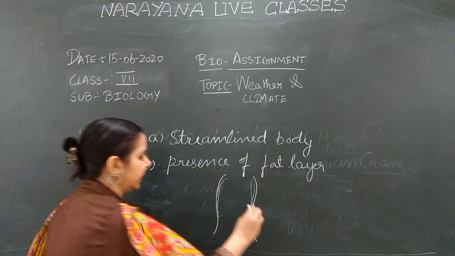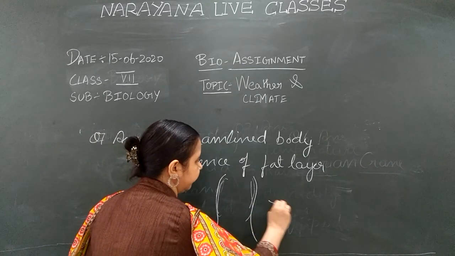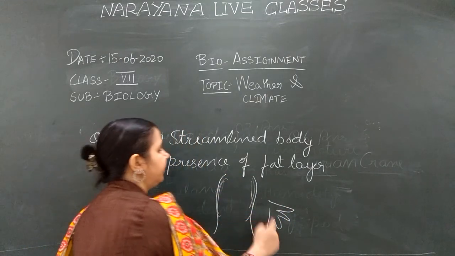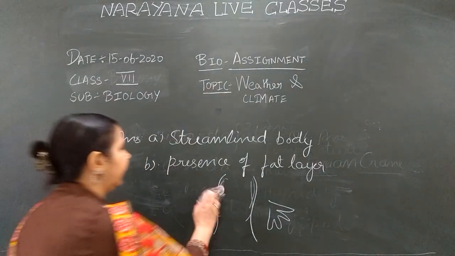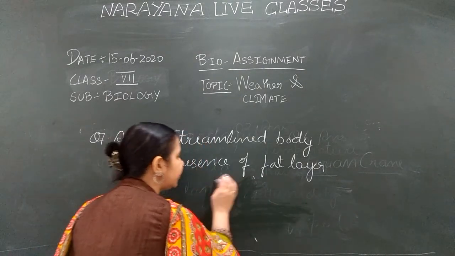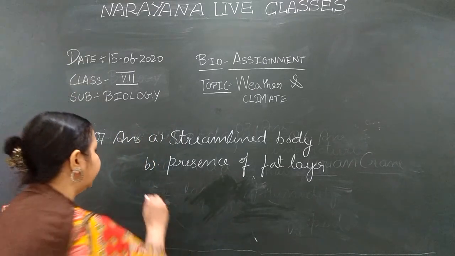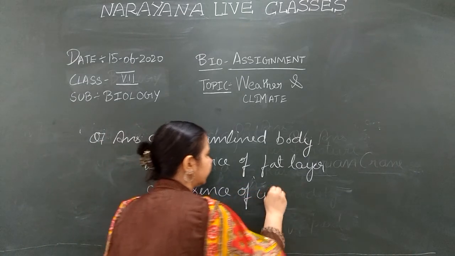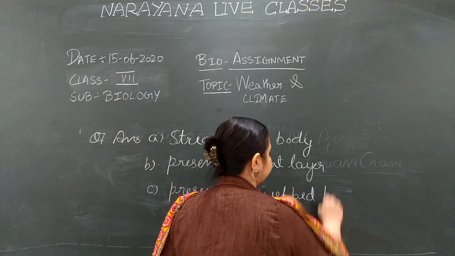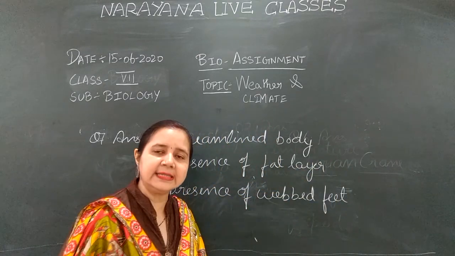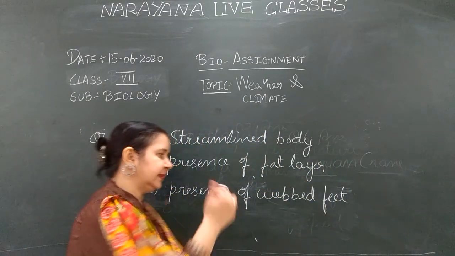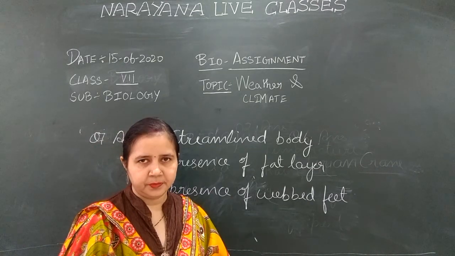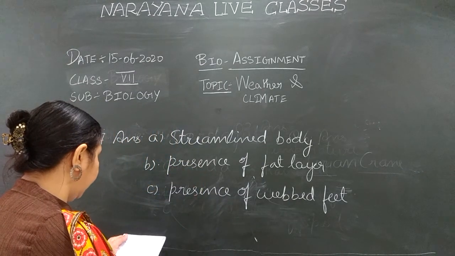And the third adaptation is that it has webbed feet. The feet of the penguin are webbed like this. So these webbed feet help the penguin to walk easily in the snow, because it is snow everywhere in the polar region. It helps to walk easily in the snow, and these webbed feet help the penguin to swim also in the water. So these are the key adaptations of the penguin.